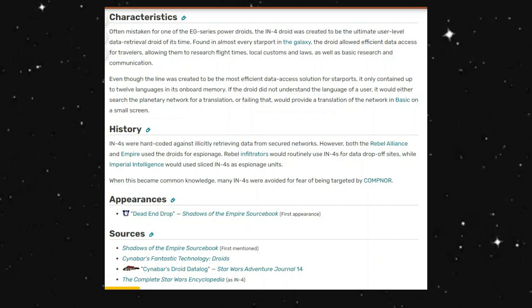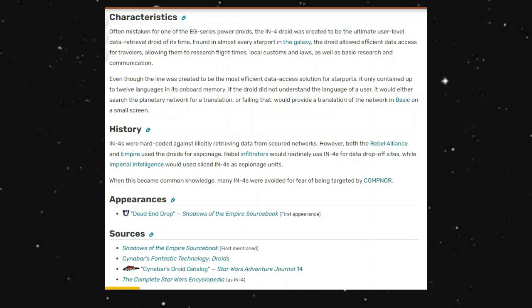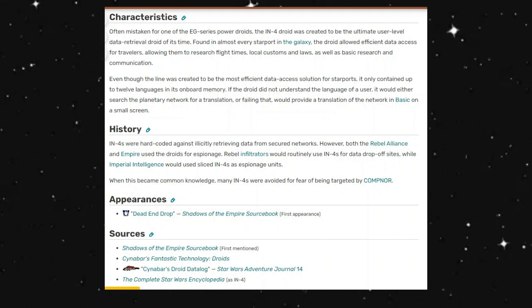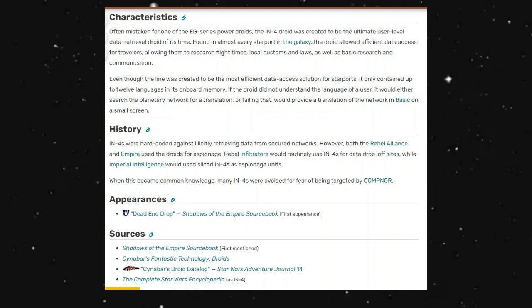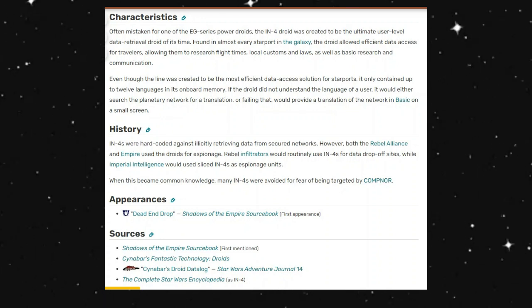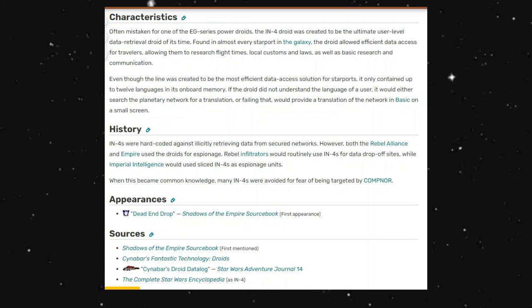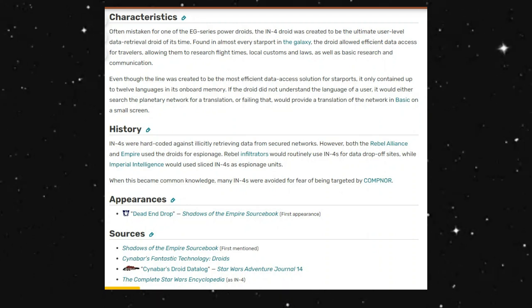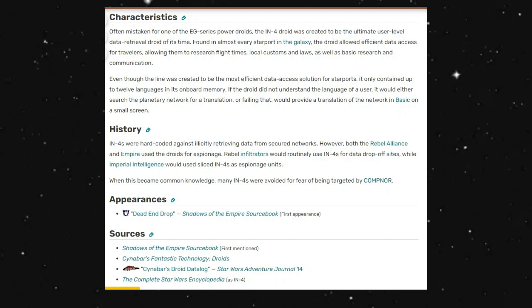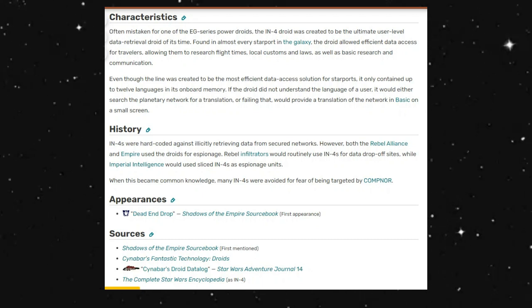However, both the Rebel Alliance and the Empire used the droids for espionage. Rebel infiltrators would routinely use IN4s for data drop off sites, while Imperial intelligence would use sliced IN4s as espionage units. When this became common knowledge, many IN4s were avoided for fear of being targeted by Compnar.